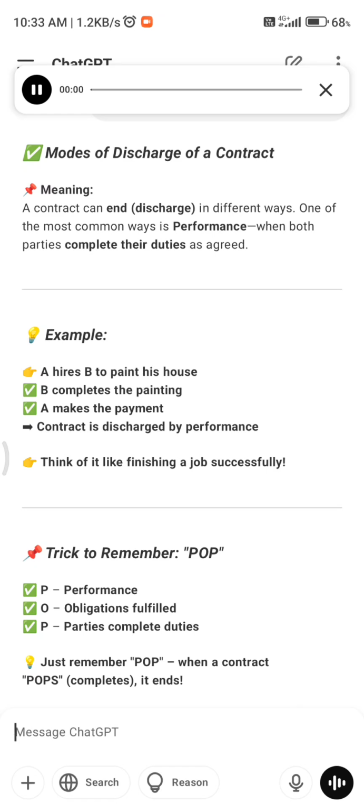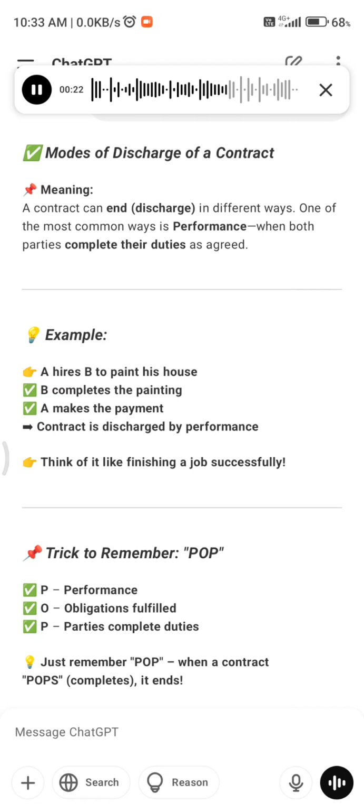Modes of discharge of a contract, meaning a contract can end, discharge, in different ways. One of the most common ways is performance, when both parties complete their duties as agreed. Example, A hires B to paint his house. B completes the painting. A makes the payment. Contract is discharged by performance.